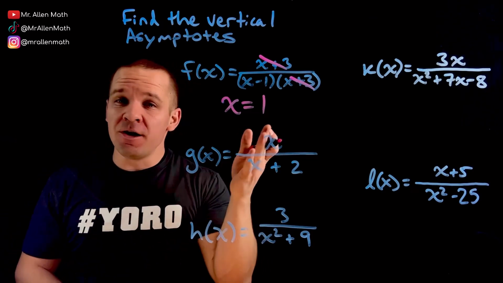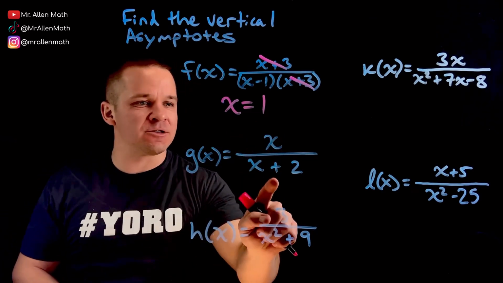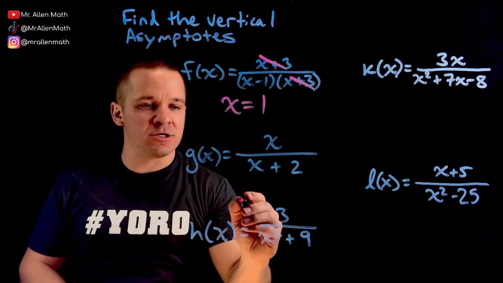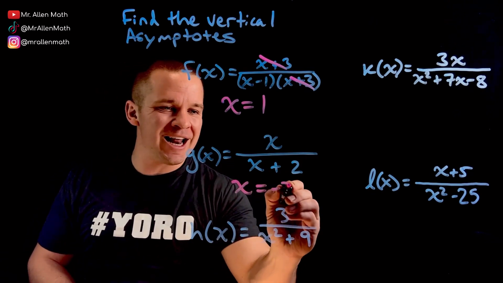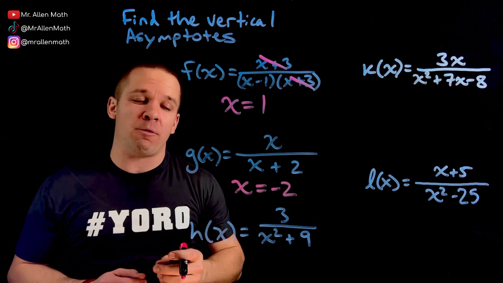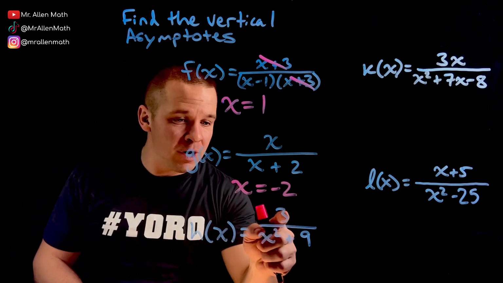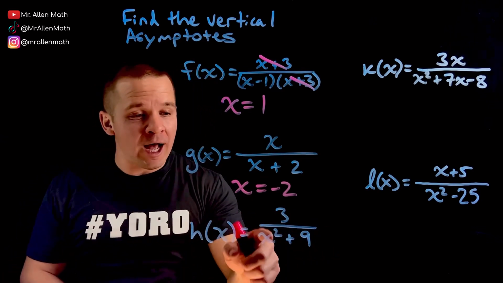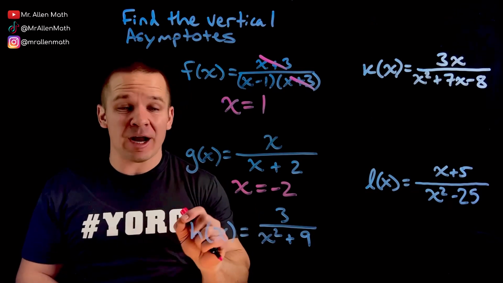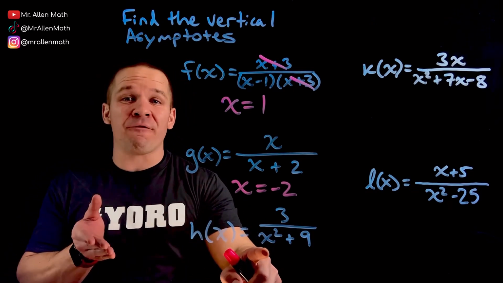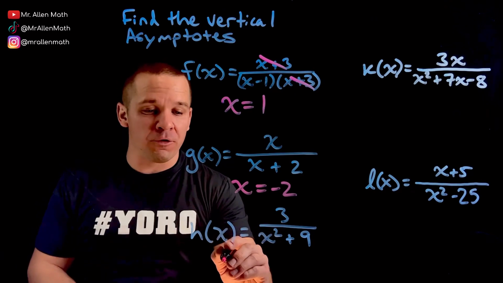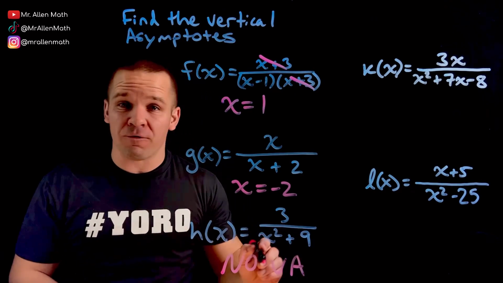G of x, nothing can cancel here. These x's cannot cancel. That's addition right there. I have x plus 2, so that makes x equals negative 2 for my only vertical asymptote for that one. Last one down here, I got 3 over x squared plus 9. Well, x squared plus 9 cannot be factored, and there is nothing that will ever make this denominator 0. Therefore, there is no vertical asymptote for this one.